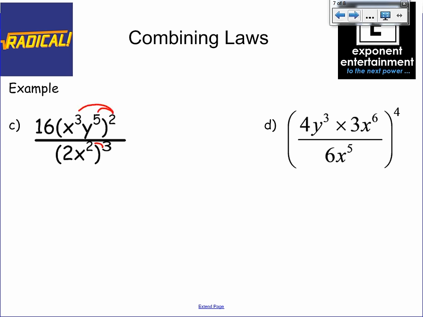So we simplify that to be 16. When that squared comes in, we multiply it to the other exponents because of the power of a power law. So 2 times 3 gives us x to the power of 6. So 5 times 2 gives us y to the power of 10. And it's divided by 2 to the power of 3, which is 8. I can punch that in my calculator. And x to the power of 2 times 3 is x to the power of 6.